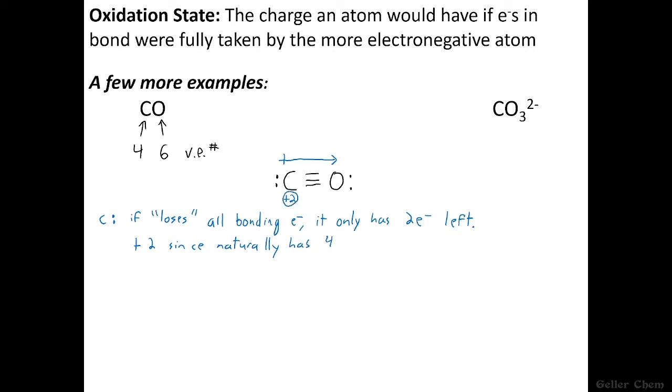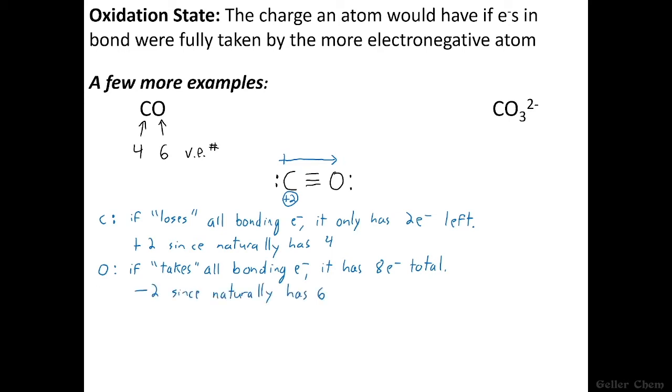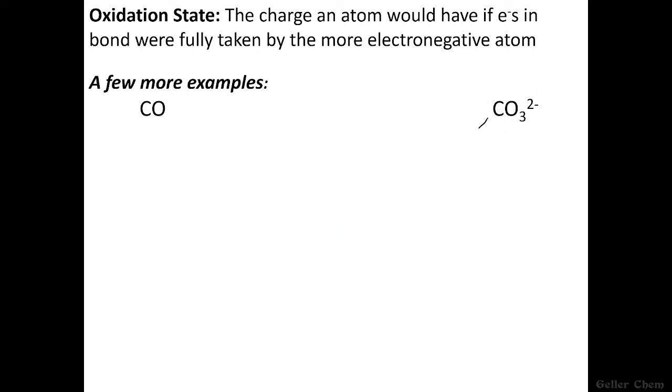On the other hand, if we're going to pretend like oxygen is going to take all 6 of these bonding electrons, then we're pretending like it has 8 electrons total, taking this lone pair into account. Its oxidation state is -2, since oxygen should naturally have 6. Notice that the states add up to 0 in agreement with CO being a neutral molecule. But let's look at this polyatomic ion over here. Once again, each carbon should have 4 valence electrons naturally, and each oxygen should have 6.